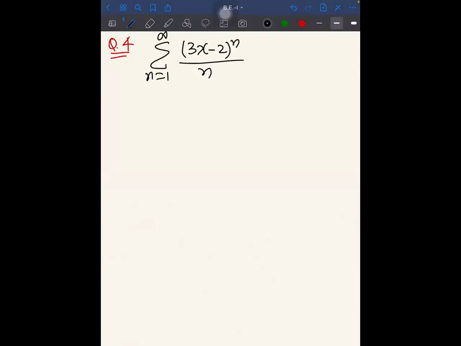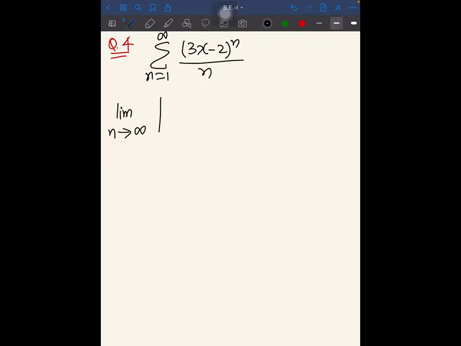So what kind of test should I apply over here? What do you think? Root test. रूट की जरूरत ही नहीं है यार, रेशियो से हो जाएगा. Apply a_{n+1} over a_n. The ratio test will easily work. 3x minus 2 आ सकता है.